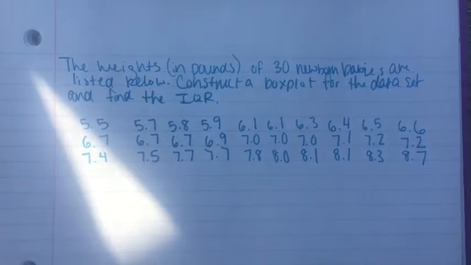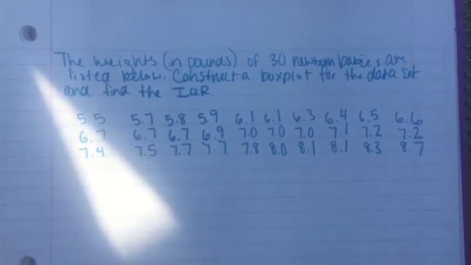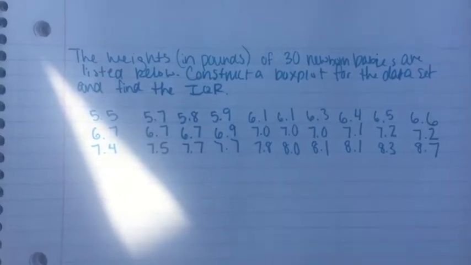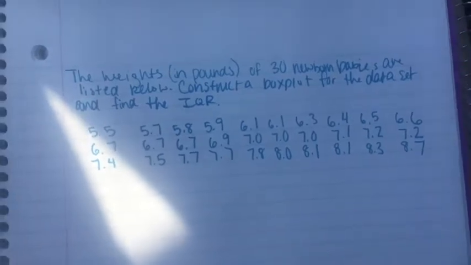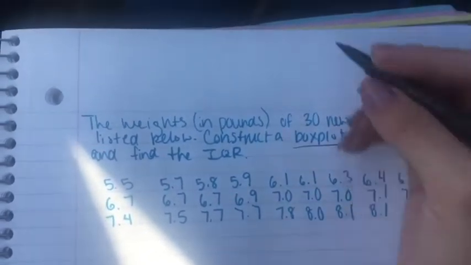We're going over this question, which is giving you a data list of 30 newborn babies, and then it's going to tell you to construct a box plot, and after that to find the IQR. So I'm going to start off with this one. And so you have to remember what a box plot is.